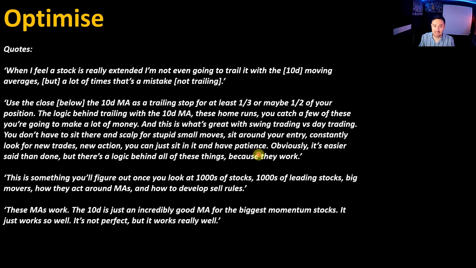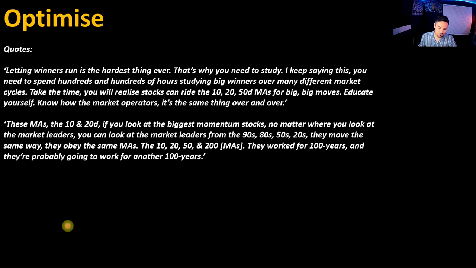But there's a lot of logic behind all of these things because they work. This is something you'll figure out once you look at thousands of stocks, thousands of leading stocks, big movers, how they act around moving averages and how to develop sell rules. So this is all based on how stocks actually act, actually studying the stocks. These moving averages work. The 10-day is an incredibly good moving average for the biggest momentum stocks. It's not perfect, but it works really well. One more slide on optimize, then we're into mindset.